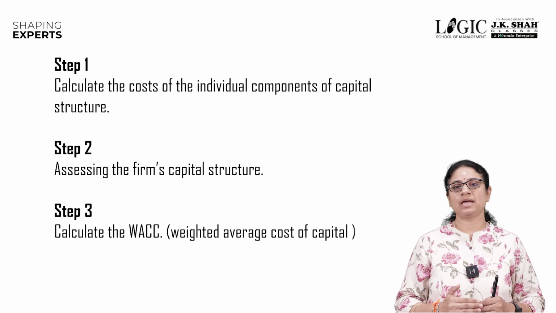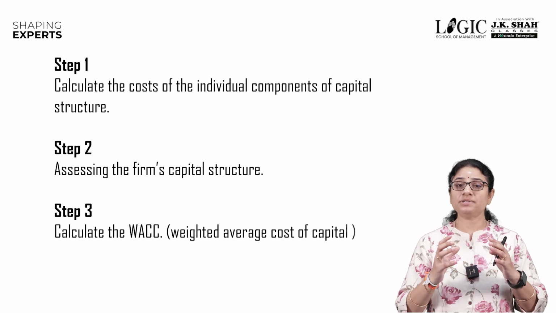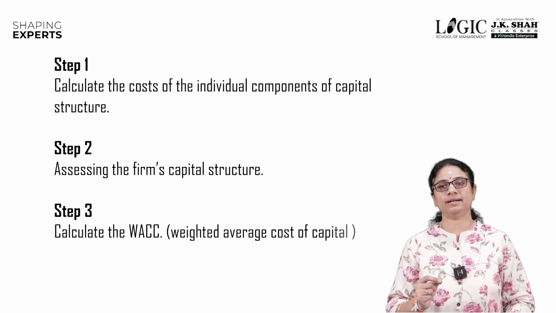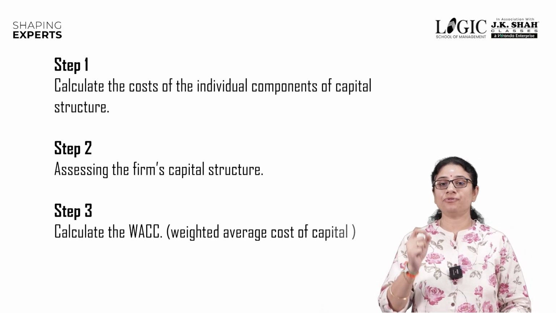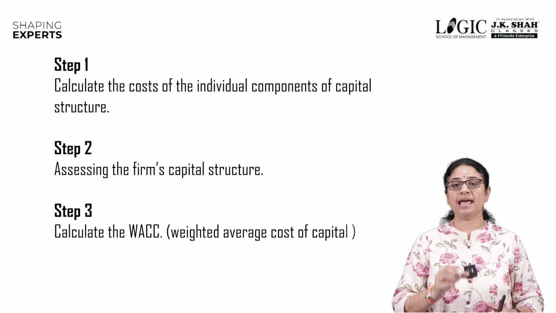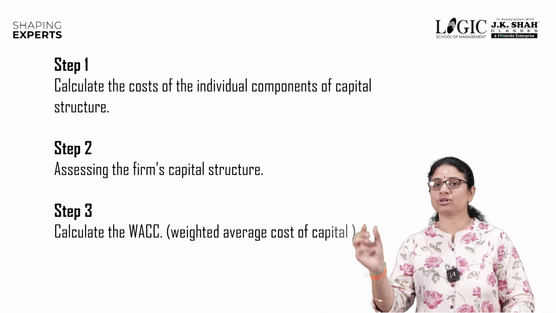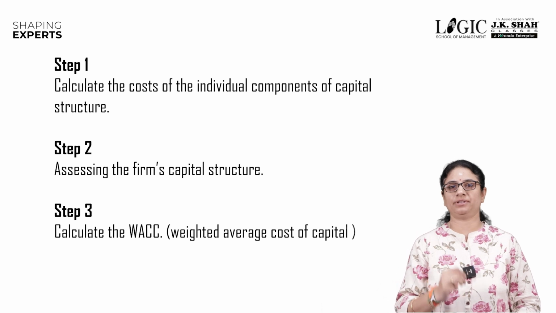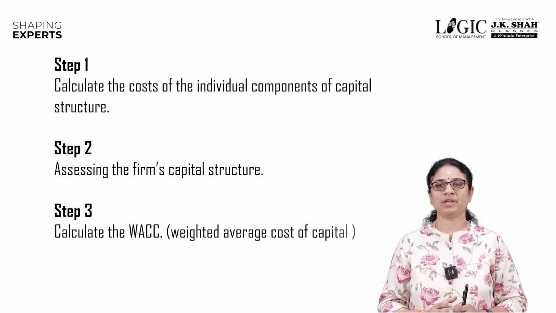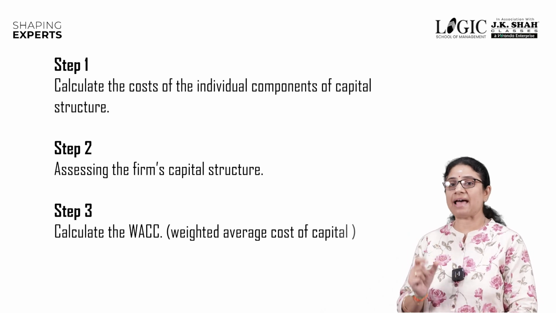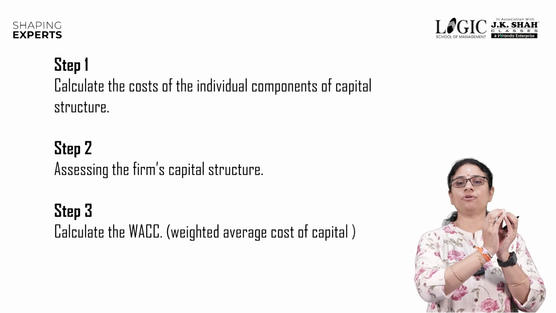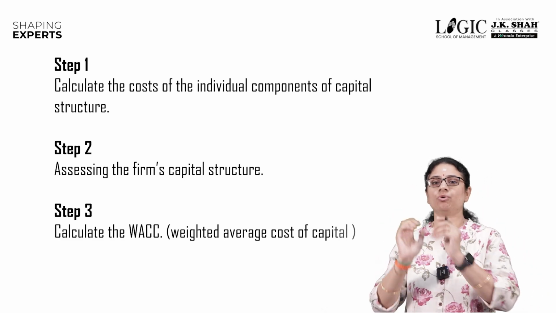Coming to step 2. Step 2 is assessing the firm's capital structure. After the components' costs have been calculated, the next step is to assess the firm's capital structure. It is assessed in order to determine the weights to be assigned to each component. Step 3. We need to calculate the weighted average cost of capital. In this final step, the weighted average rate is calculated by using the proportion of each component of capital and the cost of each component of capital.